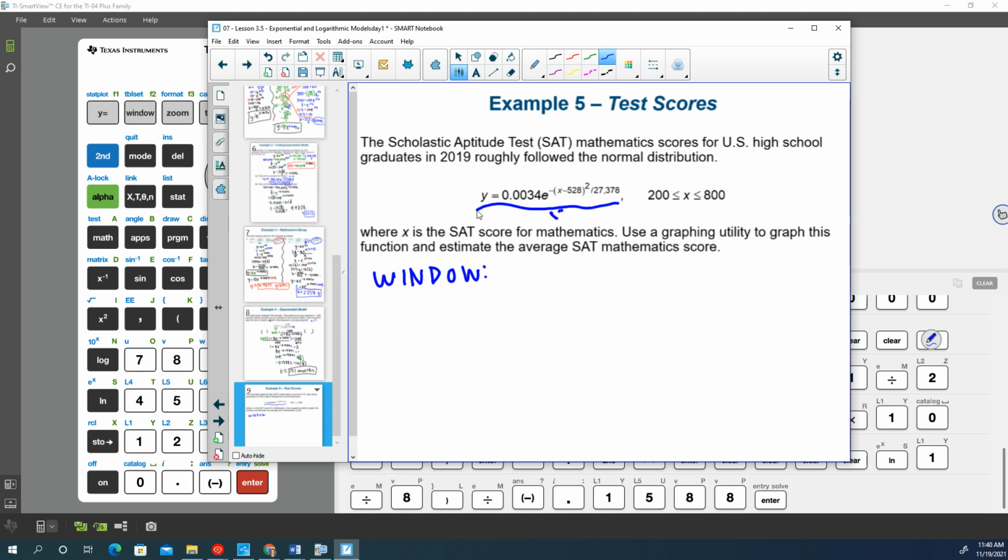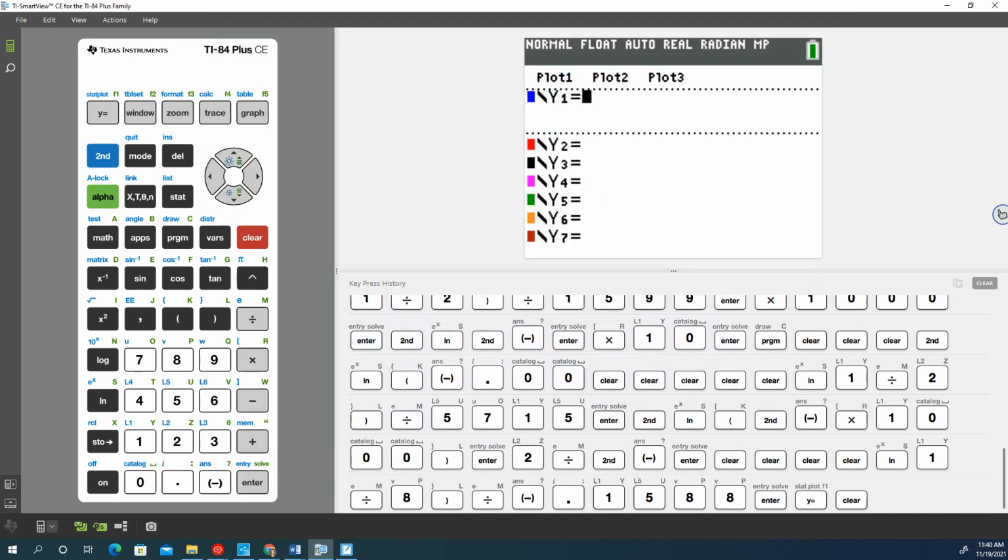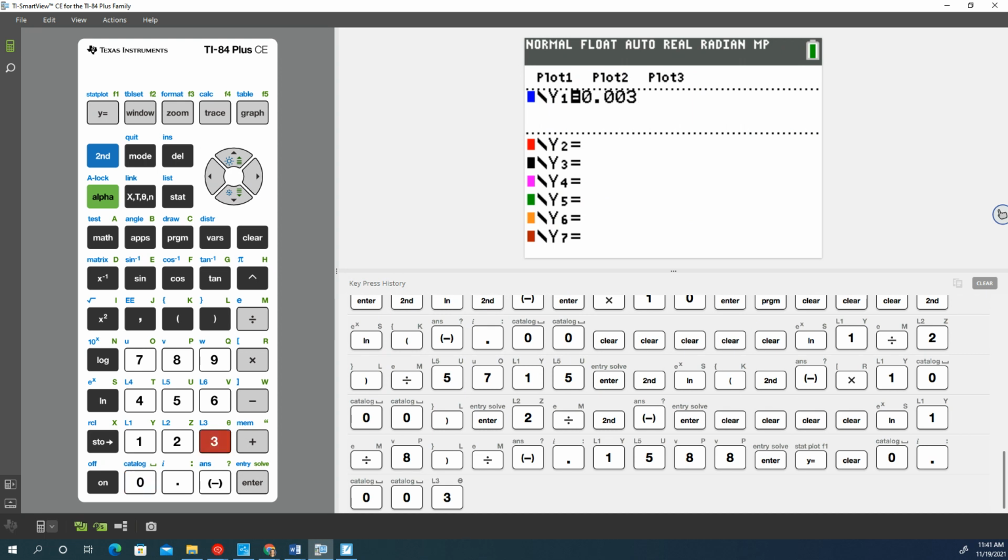Okay, we're going to type this into our Y1. Now, everybody do this with me because there's lots going on here. We have to be very deliberate with all of these parentheses. We're going to start with 0.0034. This isn't too bad. Second, hit ln so it does e to the x. Okay, we're going to wrap this whole exponent in parentheses, and then you're just going to essentially copy exactly what is on your paper.